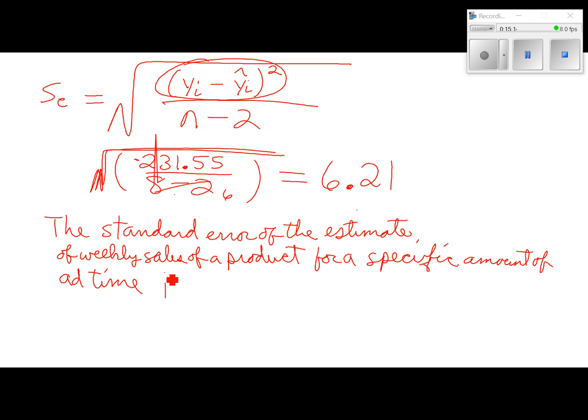And then our last part is about, and we stick in our number. Now for this number, we got 6.21. Remember that all our sales were in hundreds of dollars, so what we have to do is bump this over 2 places. So that's actually $621. So the standard error of the estimate of weekly sales of a product for a specific amount of ad time is about $621.